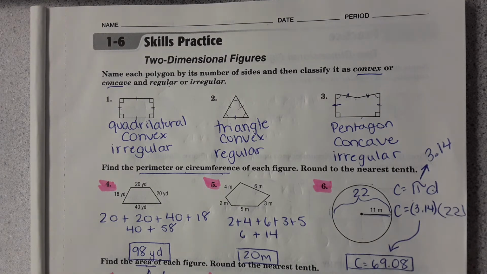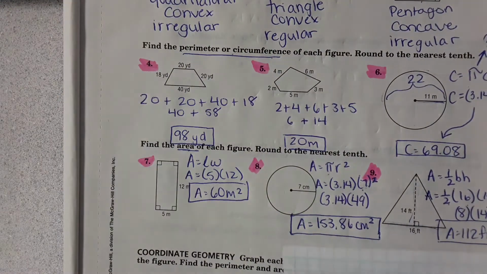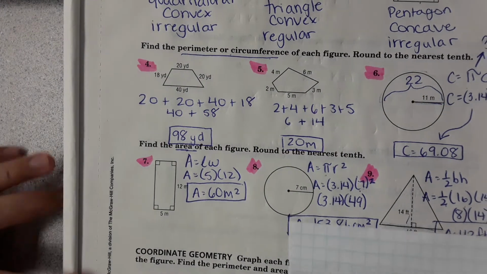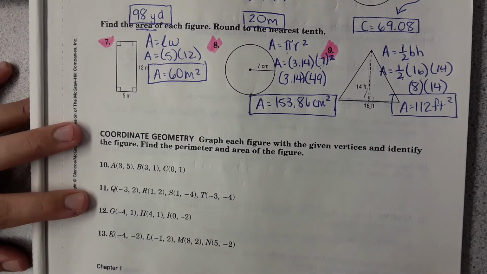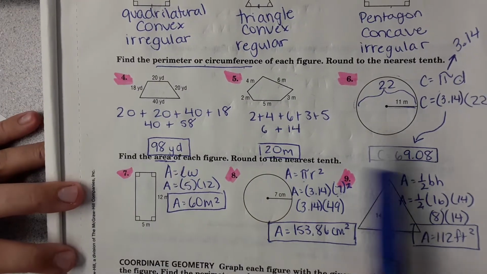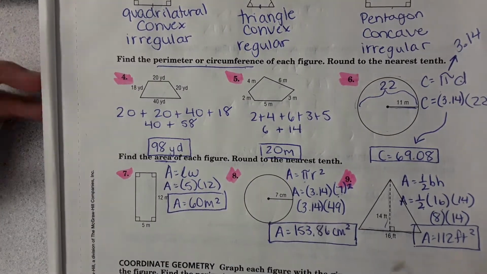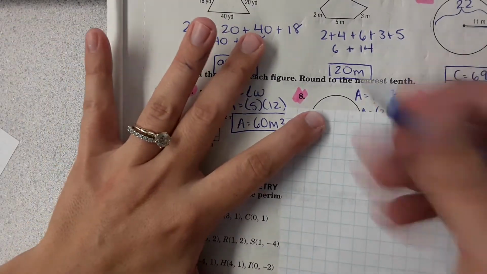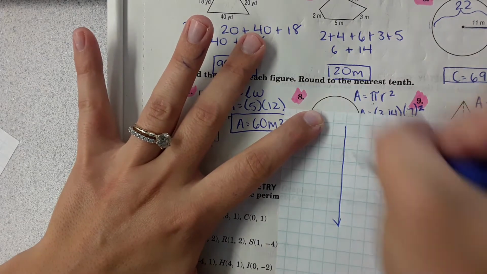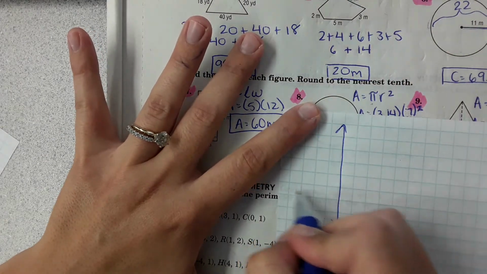I'm going to go over one of these coordinate geometry ones. Down here it has you graphing the shape and then finding area and perimeter. It's the same thing that we did here, except we have to graph it first. So I'm going to go over one example how you do it if you get it on the homework. You would just draw a coordinate plane, and I have some of these papers up here if you need it.